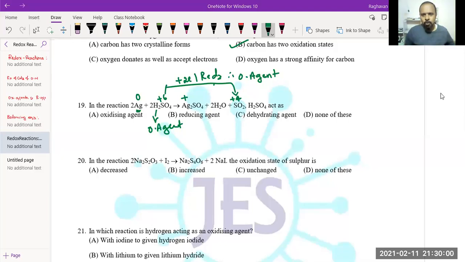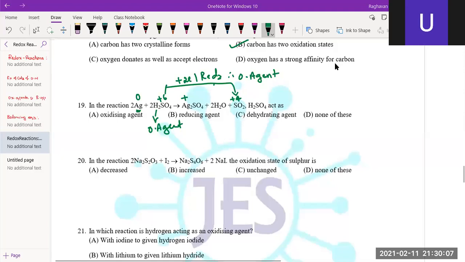So hope all of you have understood these concepts. Anything else? Any concerns? Any questions?